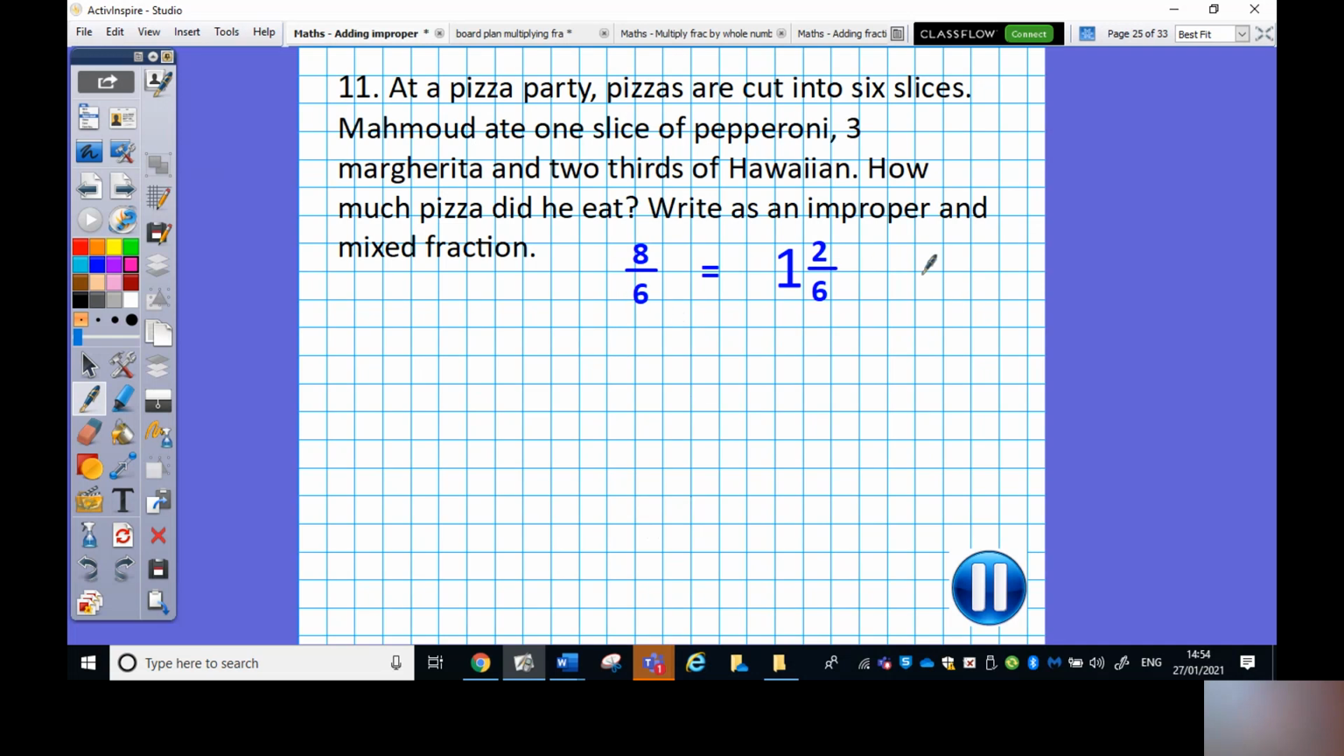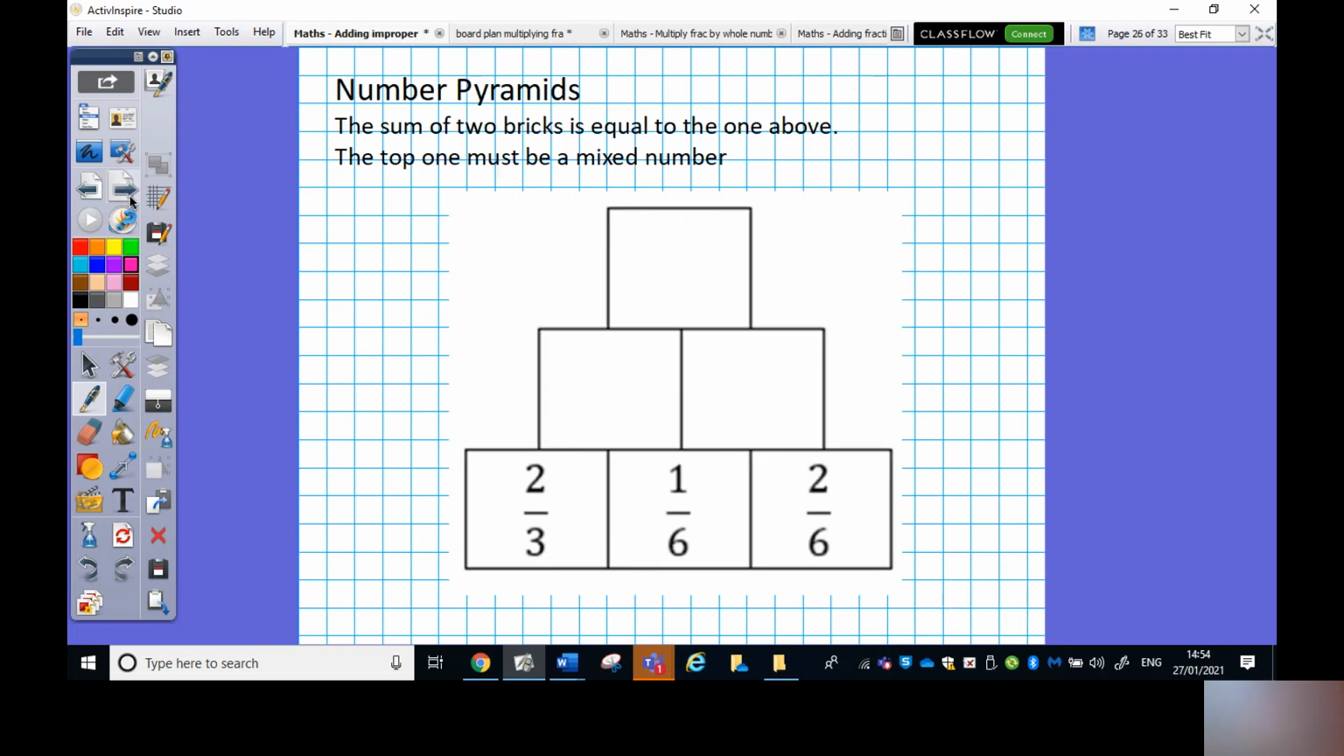We can also simplify this answer, so it can also be 1 1/3. How did you do? Yeah, that last one was a bit tricky, wasn't it? Okay, let's go on to the next one.